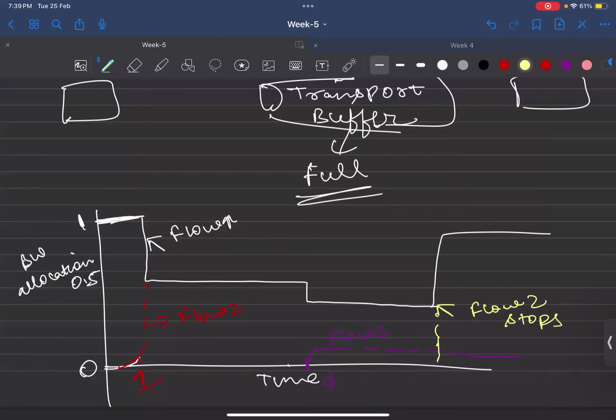Can someone explain this diagram to me? Bandwidth allocation versus time. Congestion control in network. I am changing the bandwidth allocation over time. This was discussed in class. Come on.